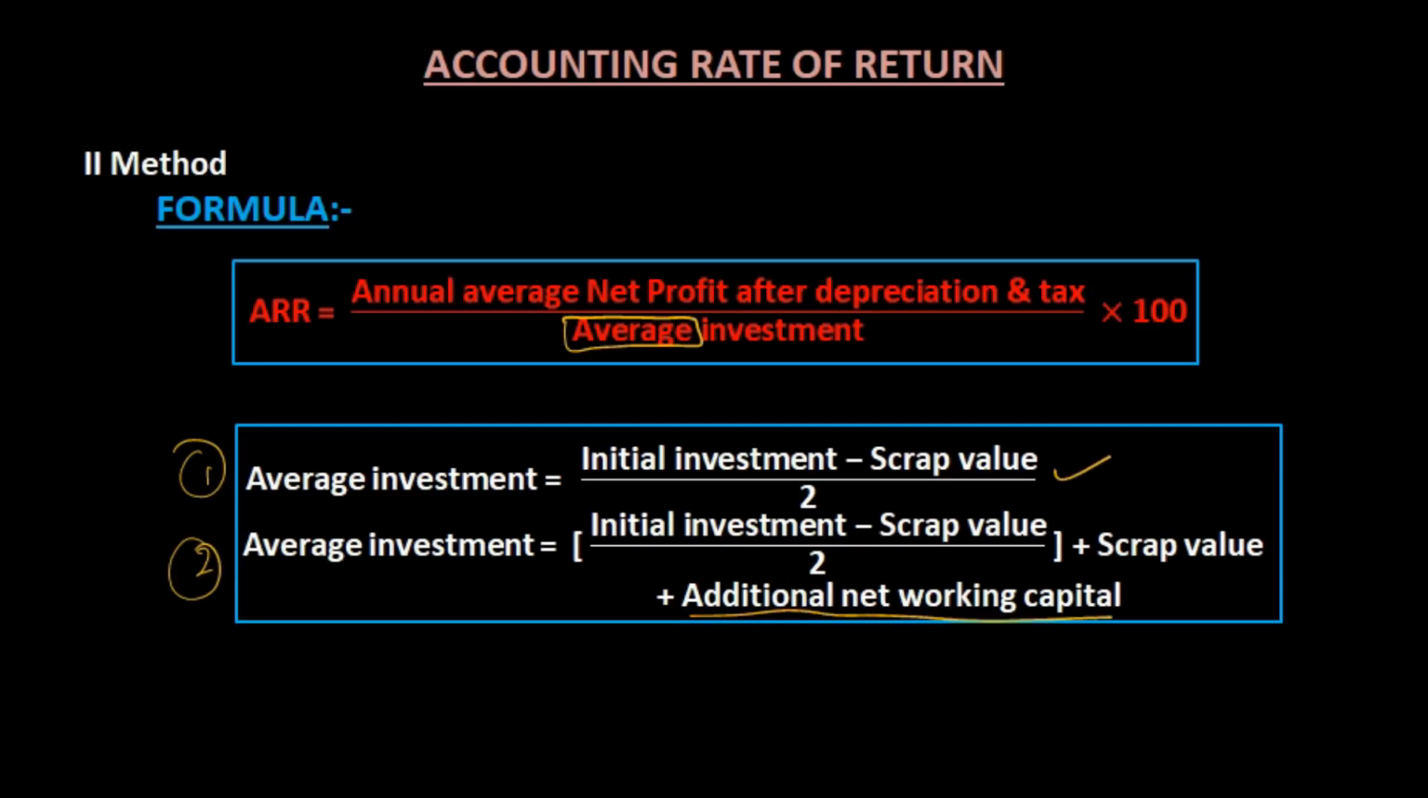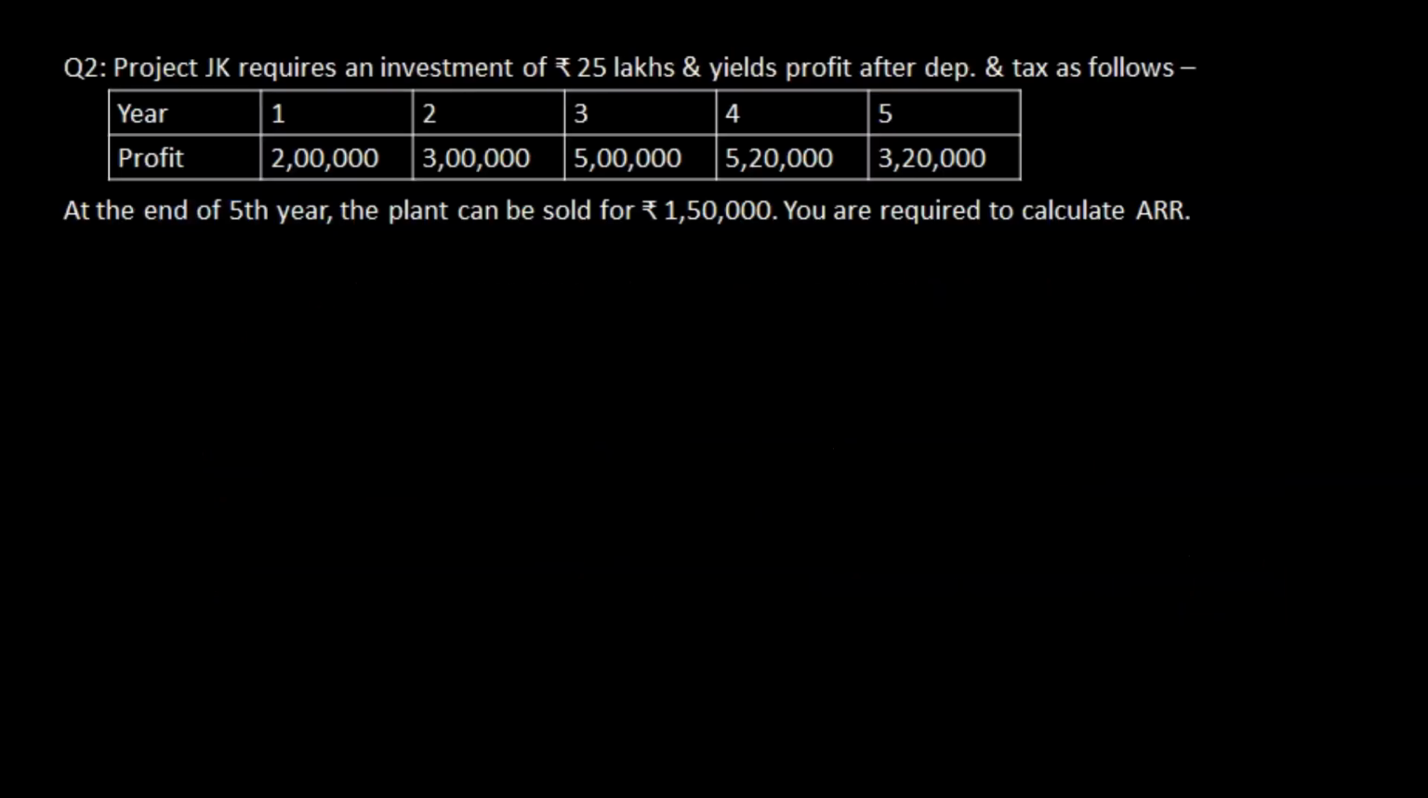If initial investment and scrap value are given, use initial investment minus scrap value divided by 2. Even if scrap value is not given, we take initial investment divided by 2. Only when additional net working capital is given do we have to use the second formula. Otherwise we use the first one, and the rest of the things are the same. So here we need to find the average investment. Let's move towards the question.